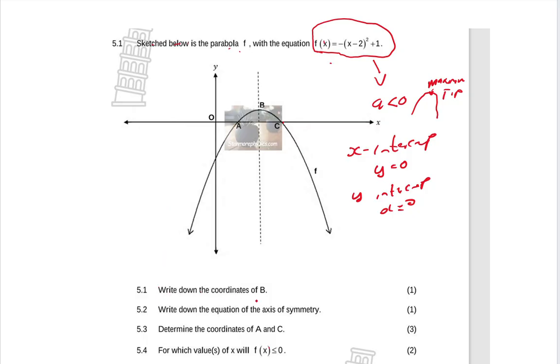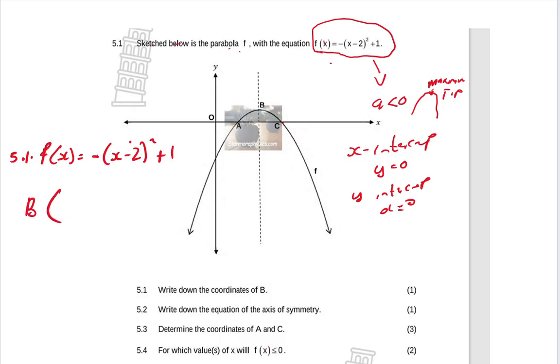Write down the coordinate of B. They say you must write down the coordinate of B. This is our B, and this is our equation. Let's copy our equation here so that it can be visible. We're solving 5.1. Let's say f of x is equal to negative (x minus 2) squared plus 1. And then we're going to say B.